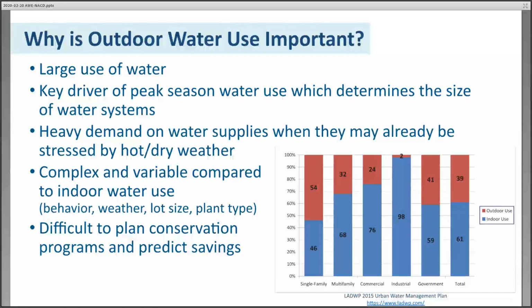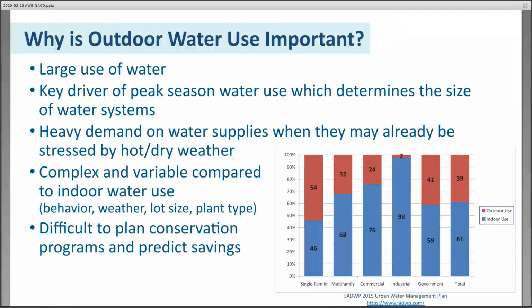Outdoor water use also places a heavy demand on water supplies when they're likely already being stressed by hot and dry weather. That's when we use water on our lawns, is when it's hot and dry. We use water for irrigation during the summer months, and our water supplies might be getting stressed at that same time, so it kind of double stresses our supplies, if you will.